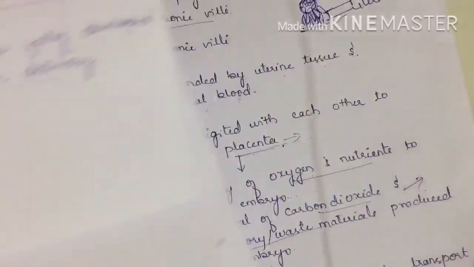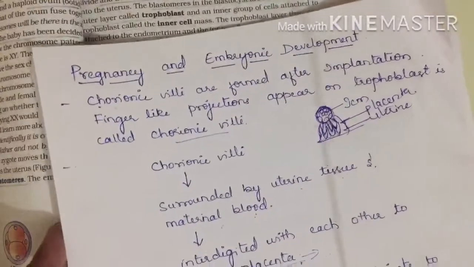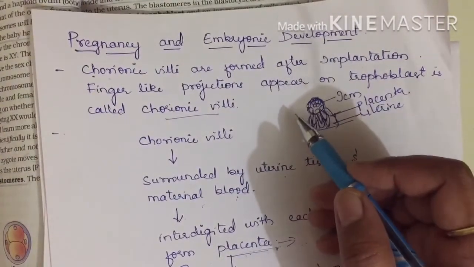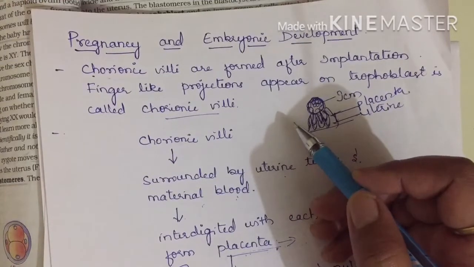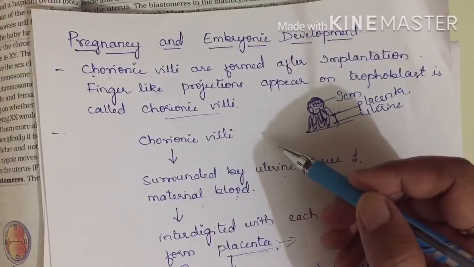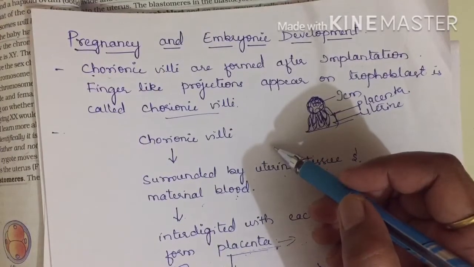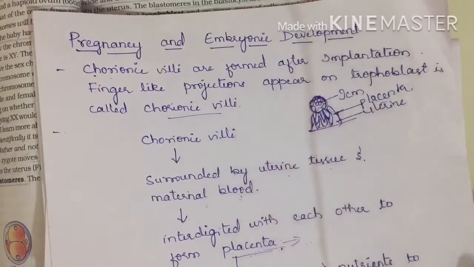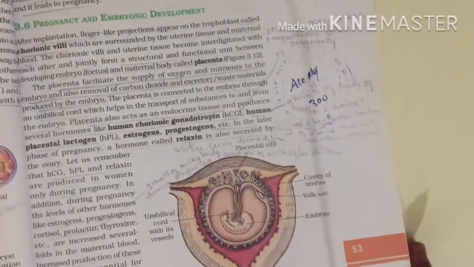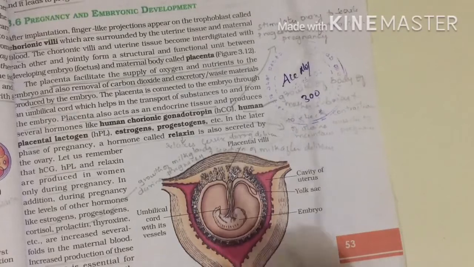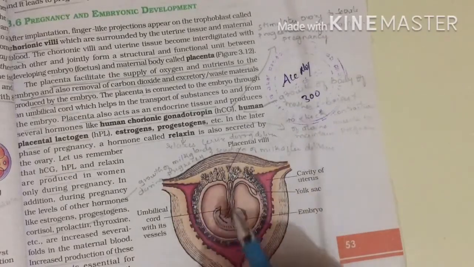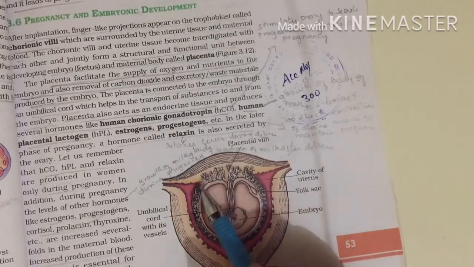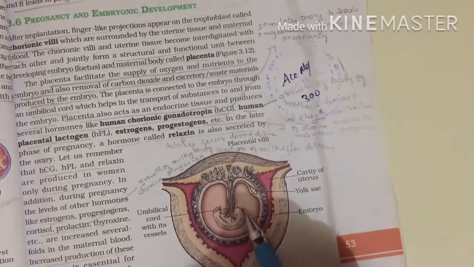Now this is about your pregnancy and embryonic development topic. Very important: about the placenta, it has been asked many times. What is the placenta? What is its function? Different questions have been asked, and recently we got a question to name the hormone secreted by the placenta. So it is very important. You can find this topic in your textbook on page number 53. In the diagram, this is the fetus, and these finger-like projections are nothing but the placenta, and the embryo which has been formed.